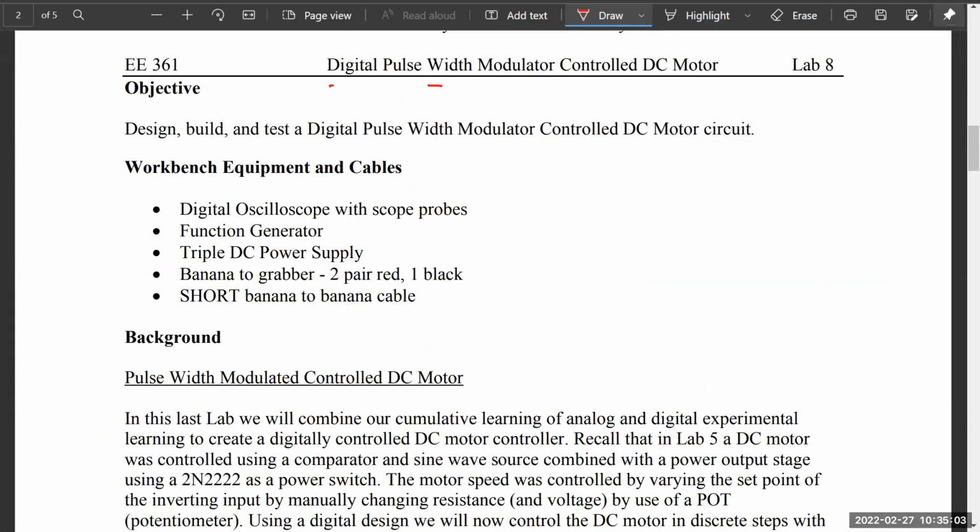So, digital pulse width modulator controlled DC motor. Let's take a look first at what pulse width modulation means. Pulse width modulation is a technique where we take a series of digital pulses and we vary the width of those rectangular pulses. So a rectangular pulse in digital circuits looks like this.